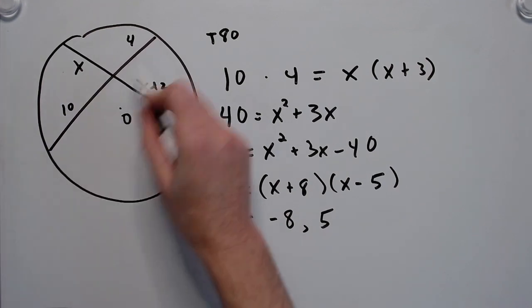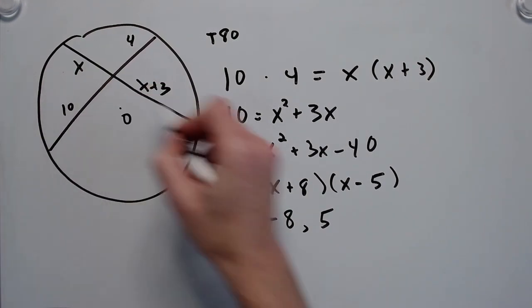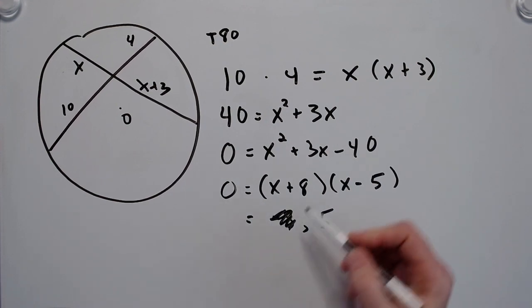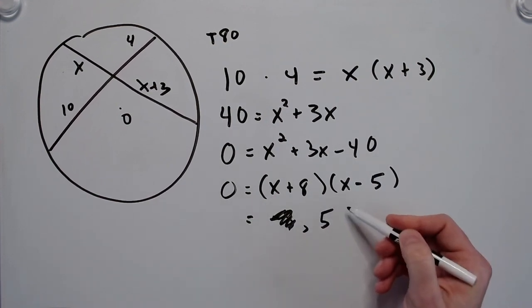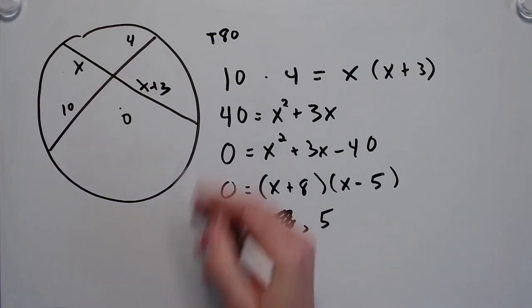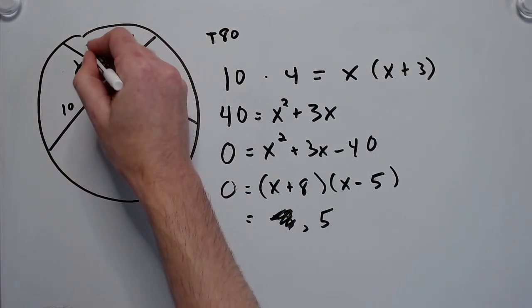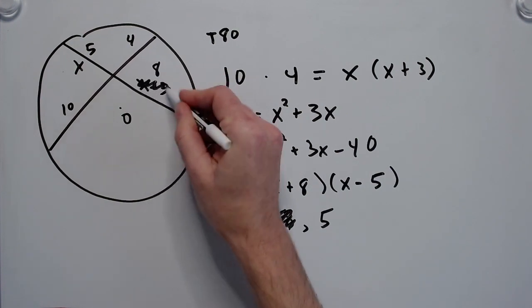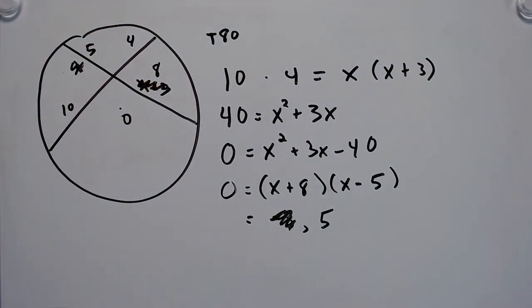But we're talking about actual real distances, in the real world. You can't have a negative distance. So in this case, x is equal to 5. So in that case, this up here is 5, and this is 8. All right, let's clean this off and do another example.